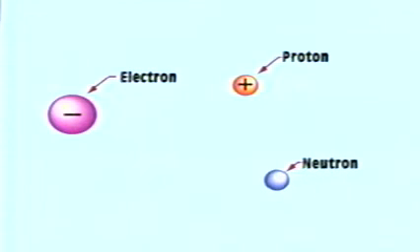Atoms are composed of three primary particles: the proton, the neutron, and the electron. Protons have a positive charge, neutrons have no charge, and electrons have a negative charge. The proton and neutron form the nucleus or center of the atom, and the electron orbits around the nucleus.